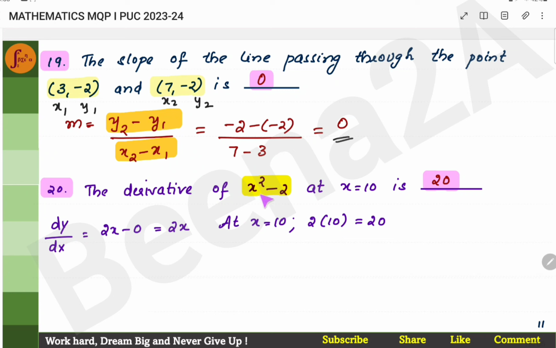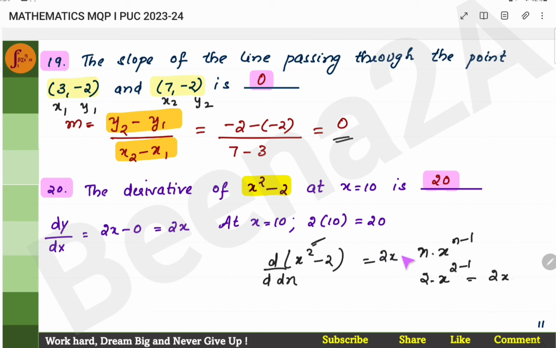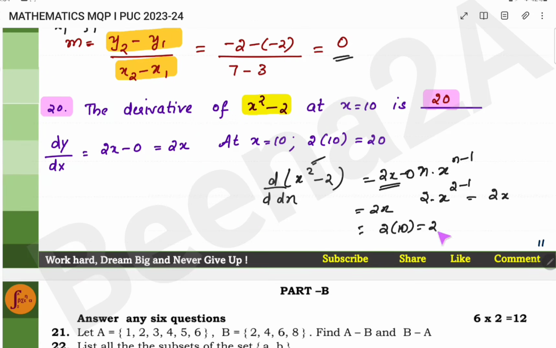20th one, the derivative of x square minus 2 at x is equal to 10, right? First of all, you have to find the derivative of x square minus 2. Again, what formula we have to use? n into x to the power n minus 1. What is the power here? 2. 2 into x to the power 2 minus 1, which is 2x. And the derivative of a number is always 0. So the derivative is 2x, and you have to substitute the value of x as 10. 2 into 10, which is 20. So 20 is the right answer.